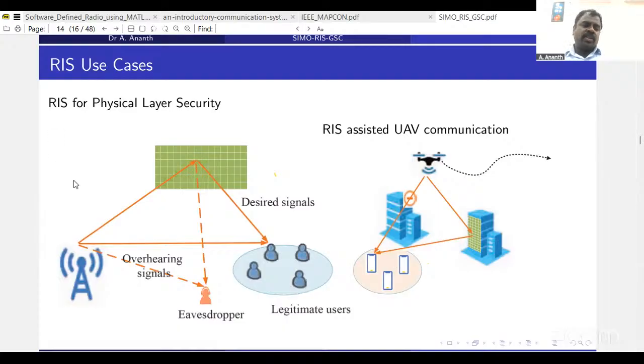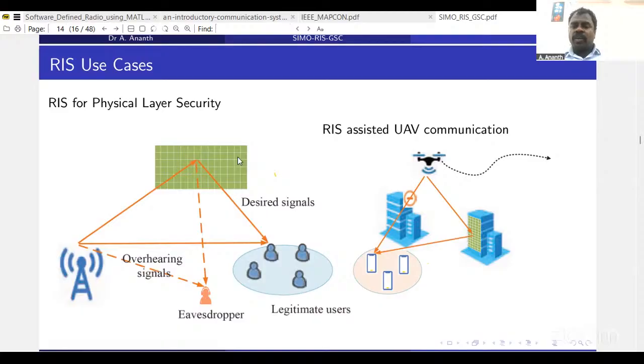The second one is that RIS can serve for physical layer security, in the sense that if there is an eavesdropper along the channel of the intended communication links, this eavesdropper will be trying to tap the information exchanged between those two users.